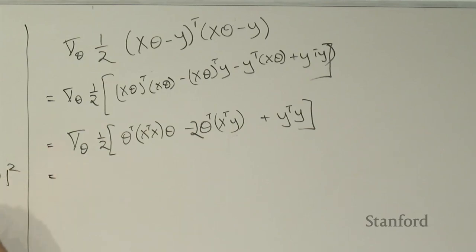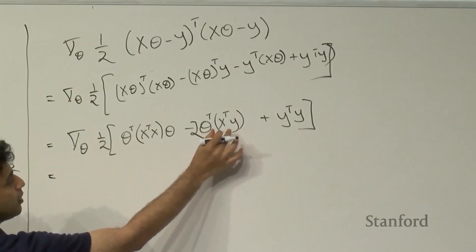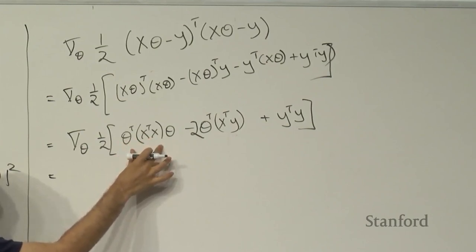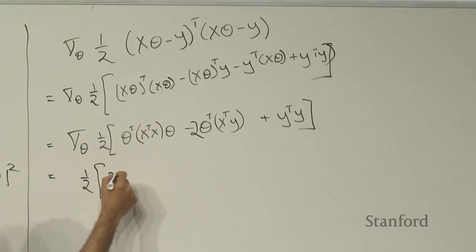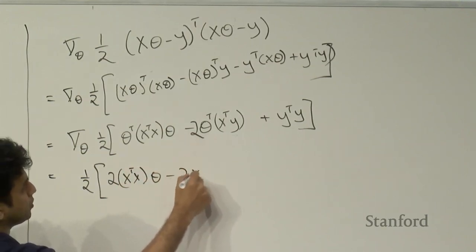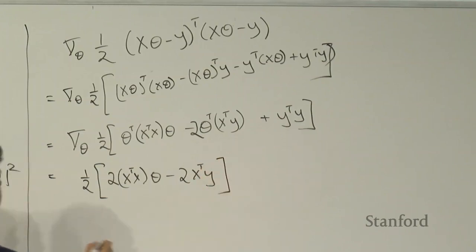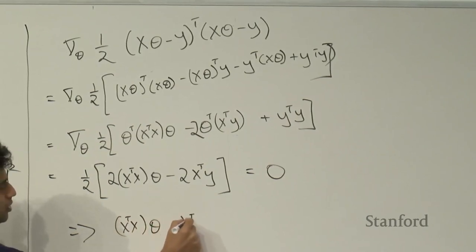And now let's observe a few things. This is a vector, and this is some scalar. This is some vector, and vector transpose another vector is a scalar. This is the quadratic form that we've seen in the past, right? And when we take the gradients, we get half of 2X transpose X theta minus 2X transpose y, and this is just 0, so this is going to just cancel out, right? And this is the gradient, and we want this to be equal to 0, which gives us X transpose X theta equals X transpose y.